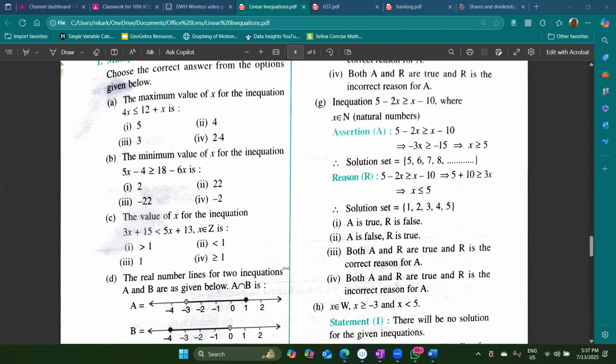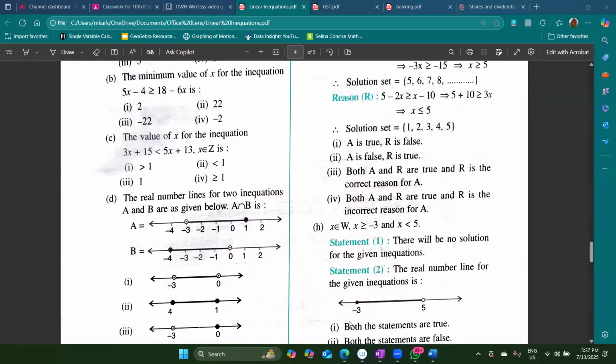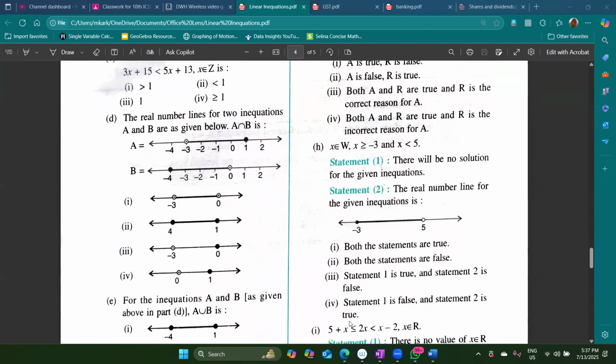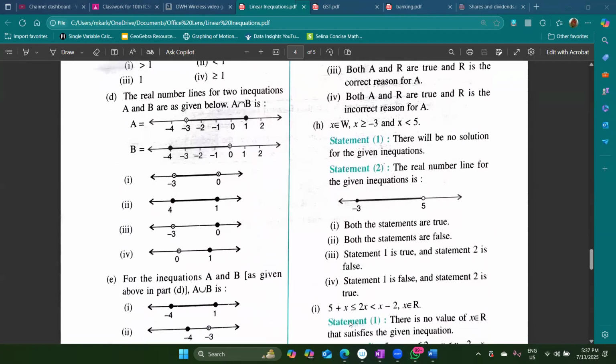So correct answer is option number 2, right? Option 2 is correct because here obviously they divided by -3 but did not flip the inequality. So A is incorrect. X belongs to W, X greater than or equal to -3 and X is less than 5.